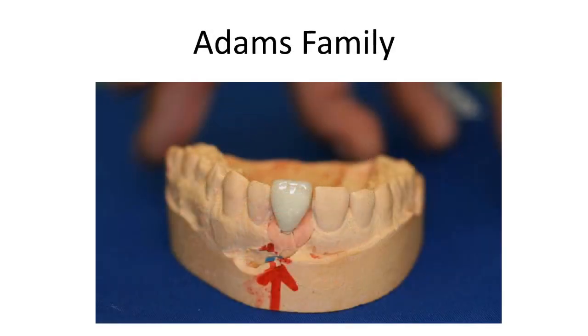Now in this case we can see a model, an analog model. The model itself is nicely in focus, but the hand in the background is a distraction.